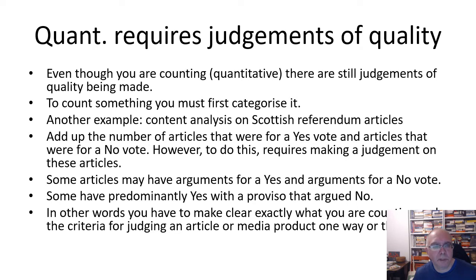Right, so just to repeat this, you're counting, that's quantitative, but you must make judgments of quality nonetheless. You must categorise it. Let's give an example. The Scottish referendum, there are lots of articles about that. If you're doing a content analysis, you might add up the number of articles that were for a yes vote and articles that were for a no vote. Some articles might have arguments for a yes and arguments for a no. Some are predominantly yes, with a proviso that argued no.